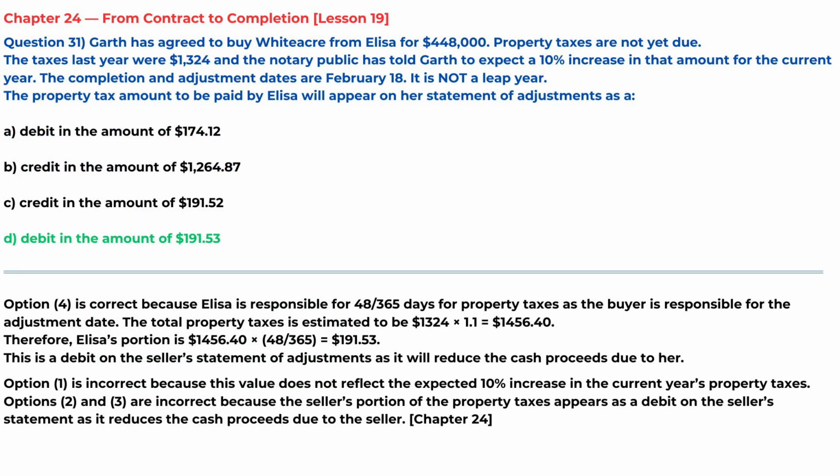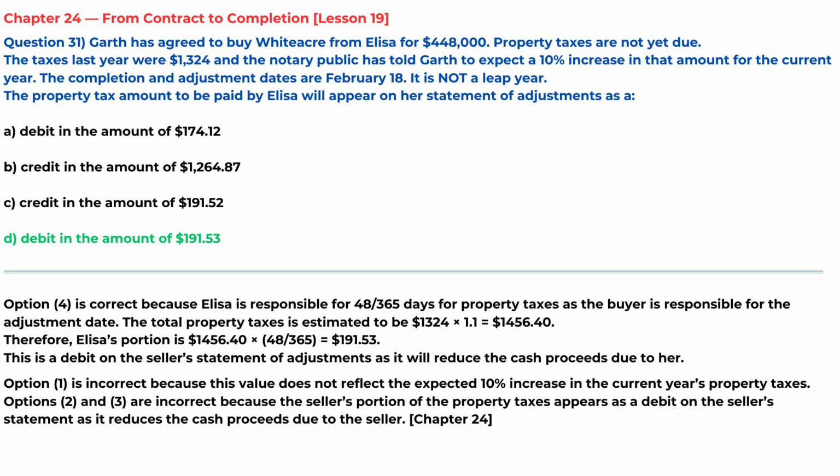Question 31. Garth has agreed to buy Whiteacre from Elisa for $448,000. Property taxes are not yet due. The taxes last year were $1,324, and the notary public has told Garth to expect a 10% increase in that amount for the current year. The completion and adjustment dates are February 18th. It is not a leap year. The property tax amount to be paid by Elisa will appear on her statement of adjustments as Option 4.